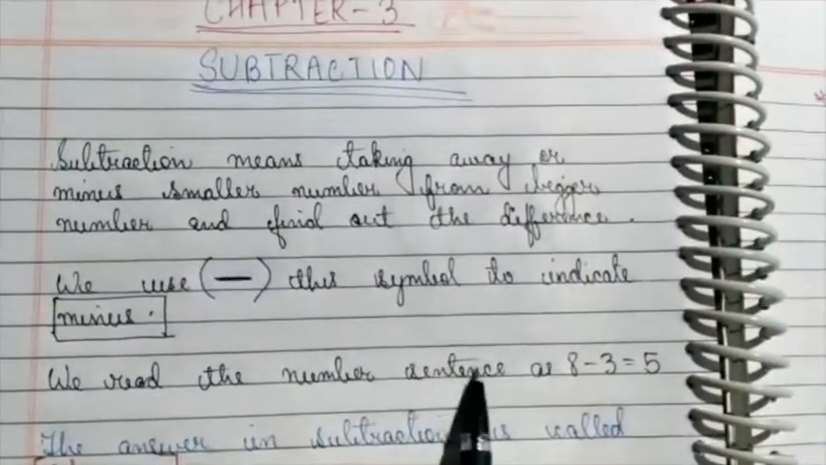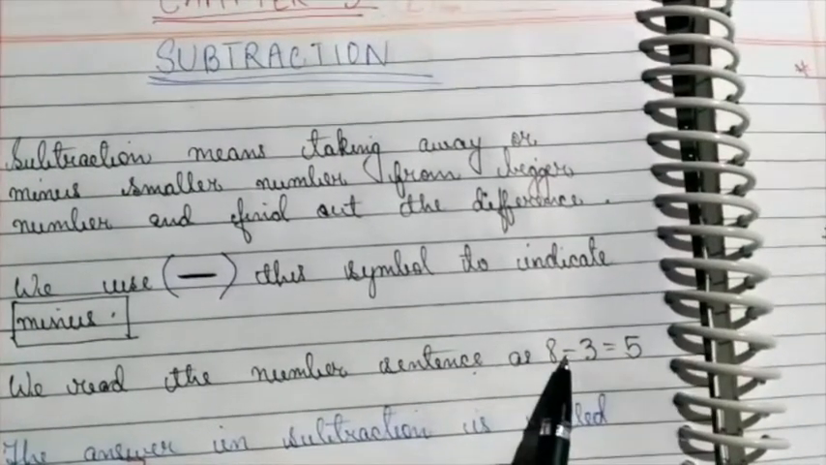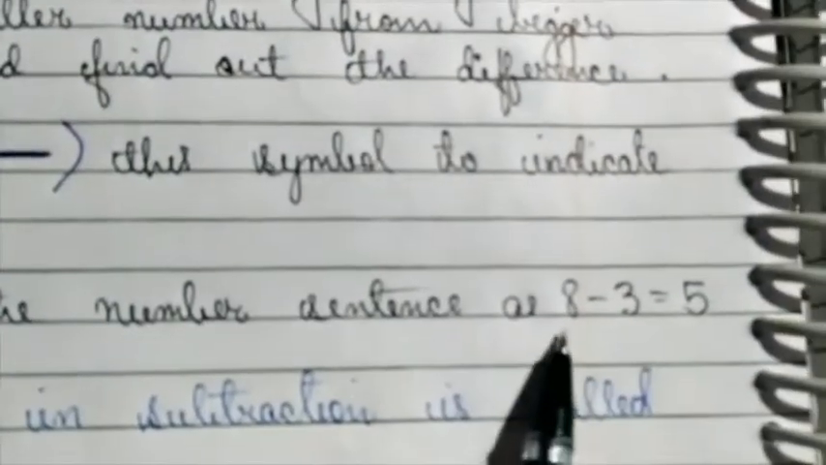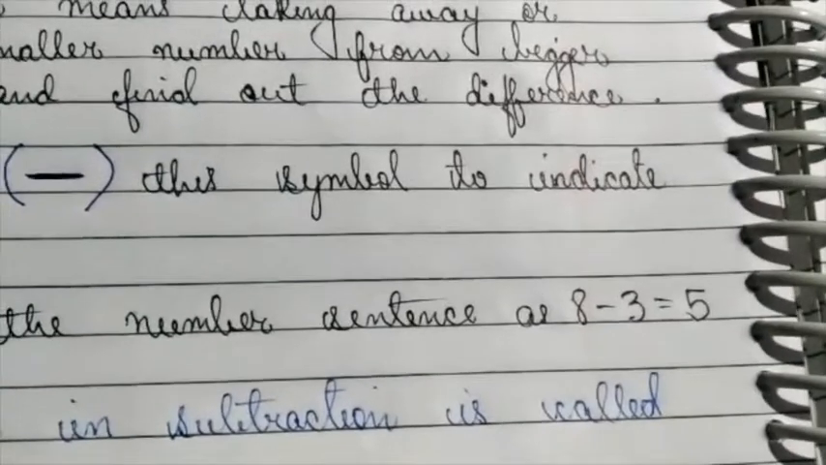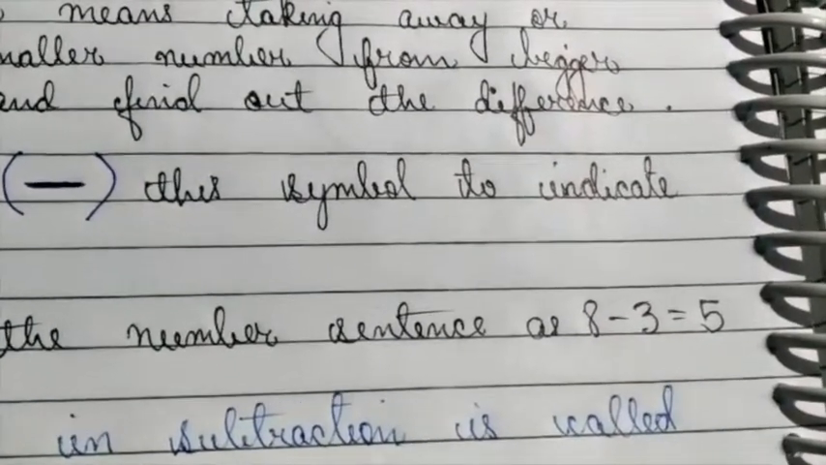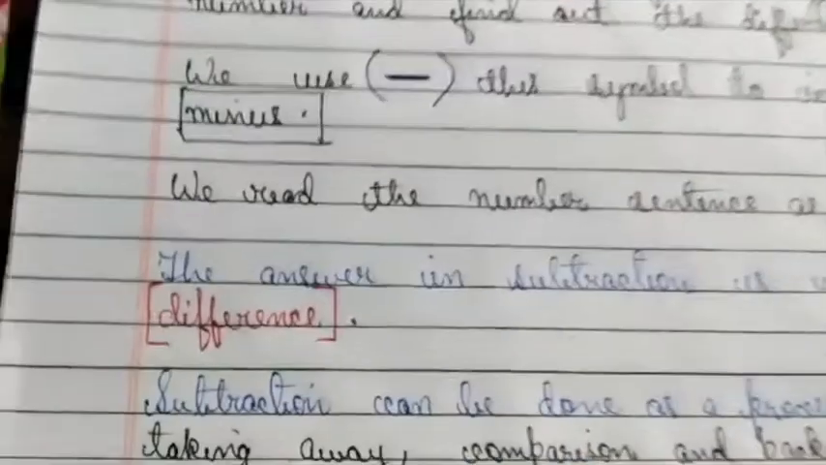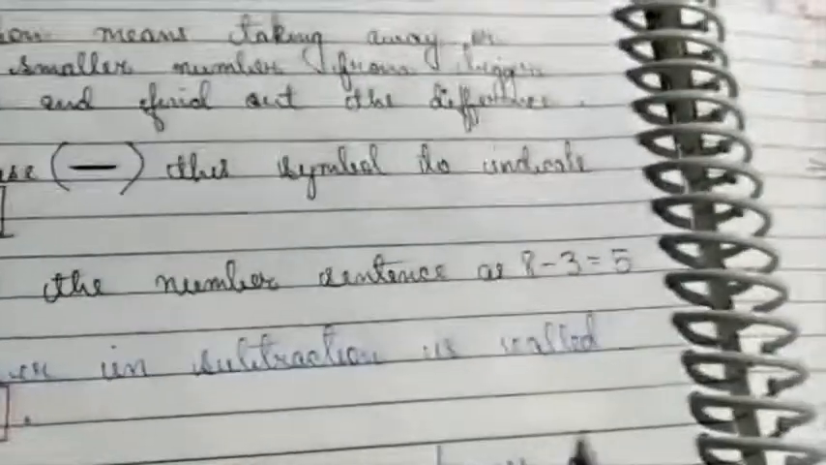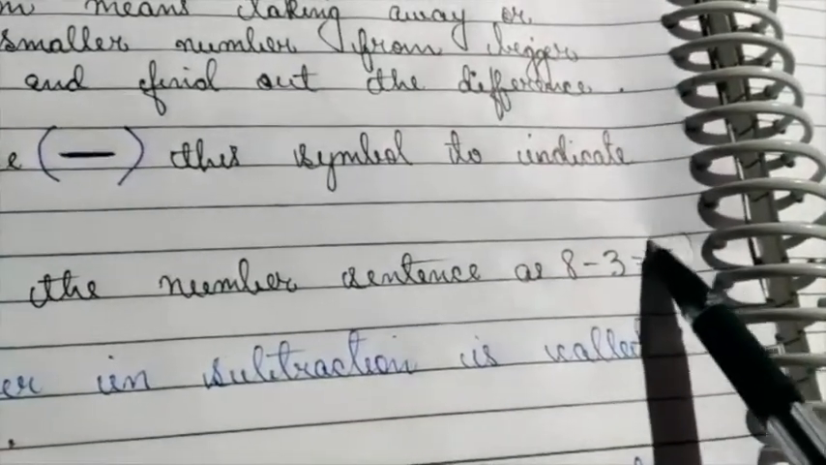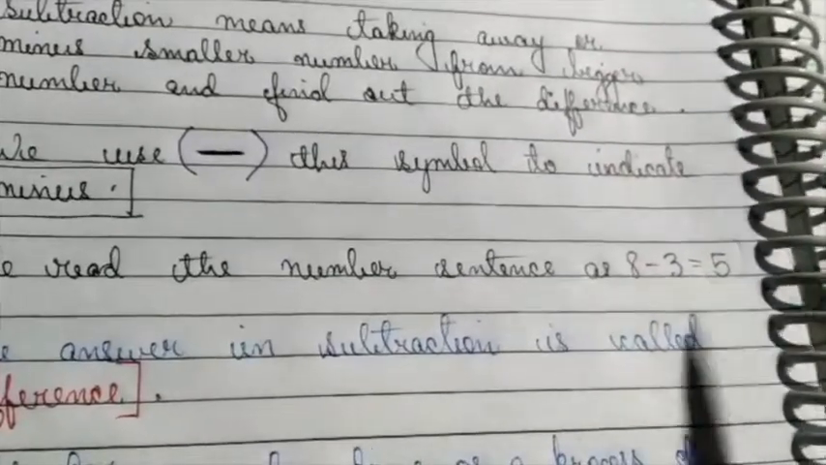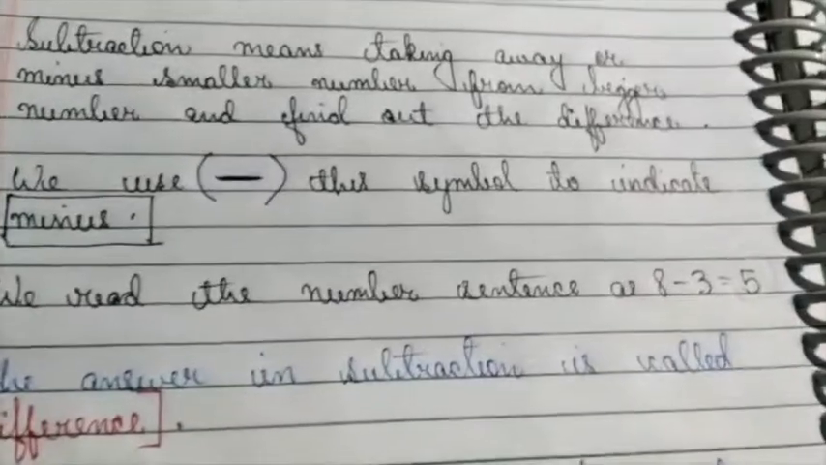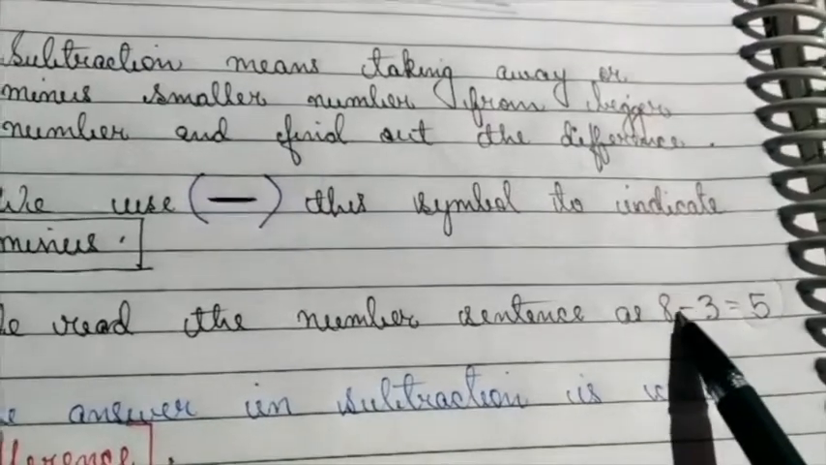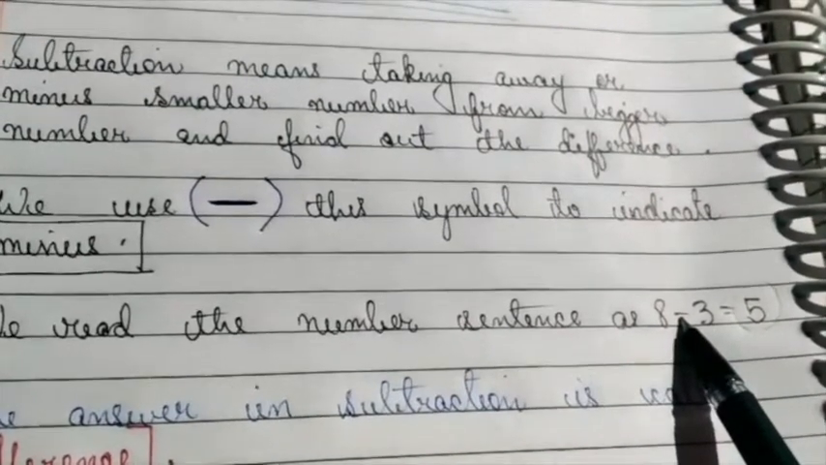We read the number sentence as 8 minus 3 is equal to 5. Clear, students? The answer in subtraction is called difference. Here we got 5 as the answer. So the answer we get in subtraction is called difference. The difference between 8 and 3 is 5. This is the symbol of subtraction, called minus.